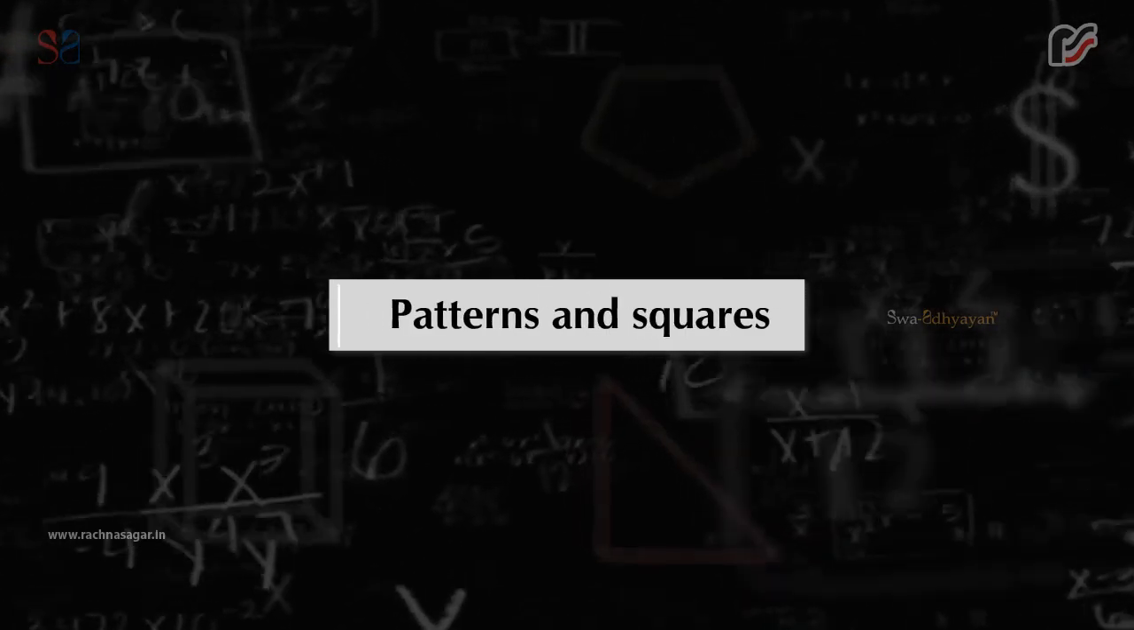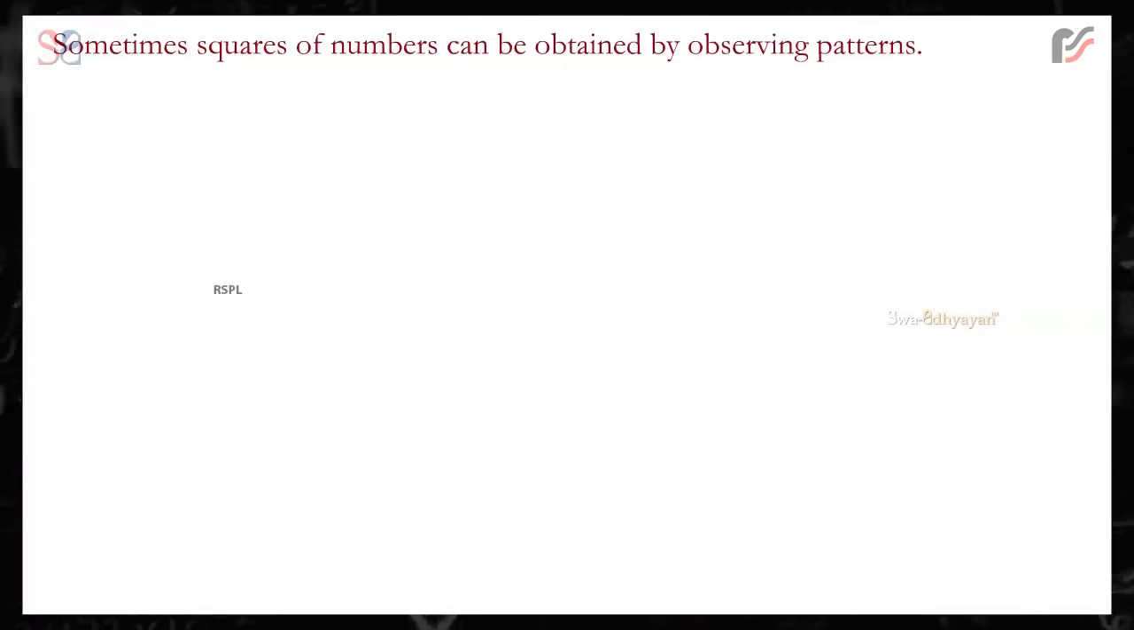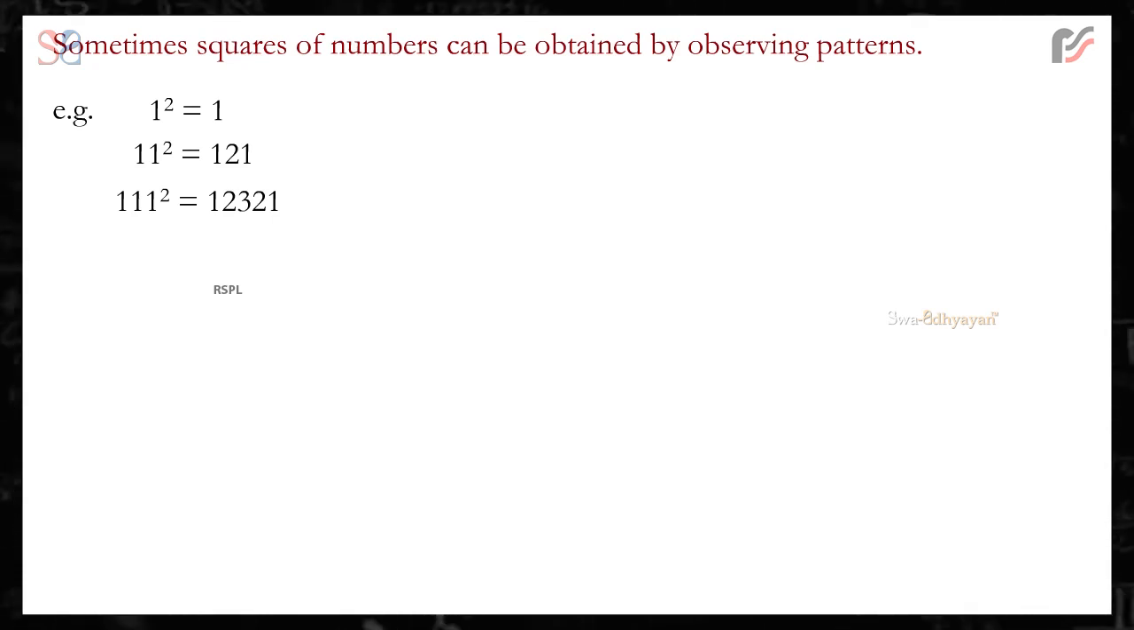Patterns and squares. Sometimes squares of numbers can be obtained by observing patterns. For example, 1 square is equal to 1. 11 square is equal to 121. 111 square is equal to 12,321.